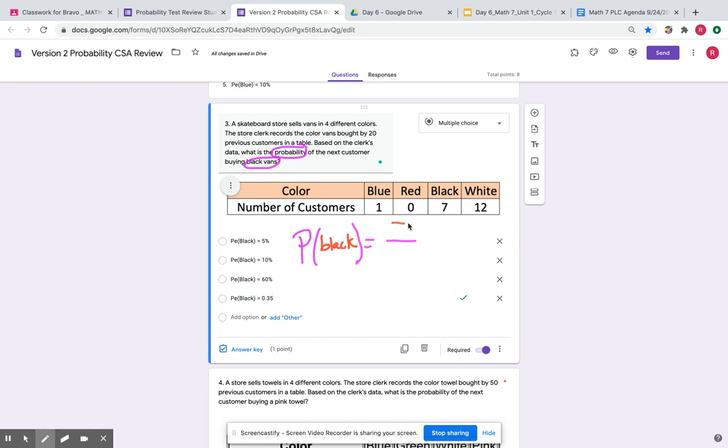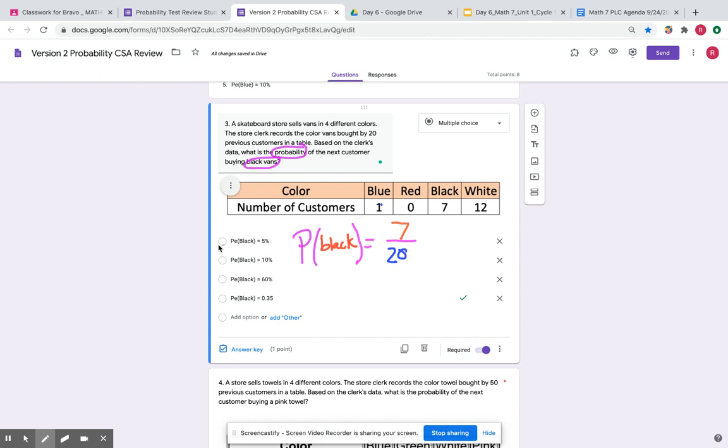Hope you're able to notice that there's only 7 black shoes. That's why we wrote the 7 on top. All right, now the bottom denominator number is the total amount. So based off the word problem, and you can even verify by adding these numbers up in the table, there's 20 possible outcomes. So it's 7 over 20.